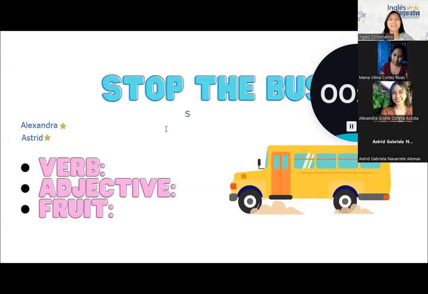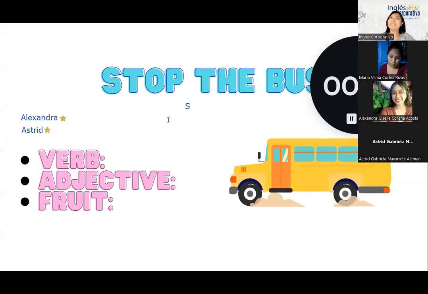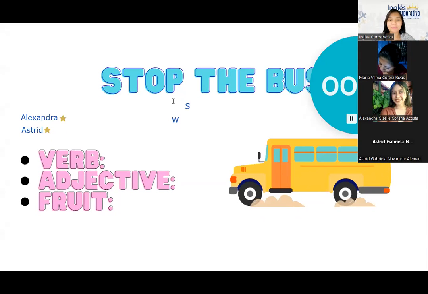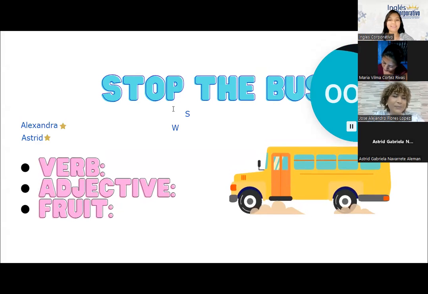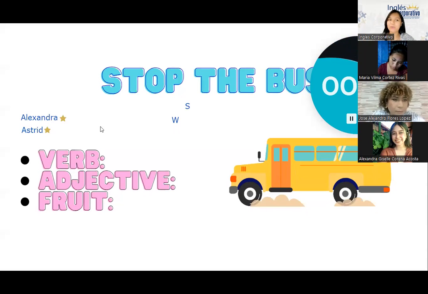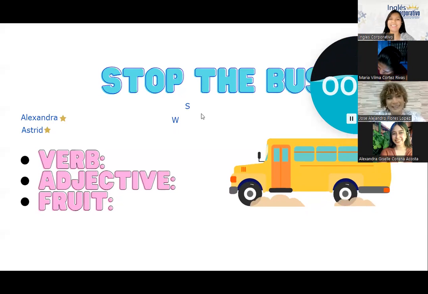Okay, next letter, let's see, with the letter W. 1 minute, okay. A verb, an adjective, and a fruit. Stop the bus. Okay, Alexandra, go. Work. Worried. And watermelon. Watermelon. Very good. Excellent. Okay, one more.